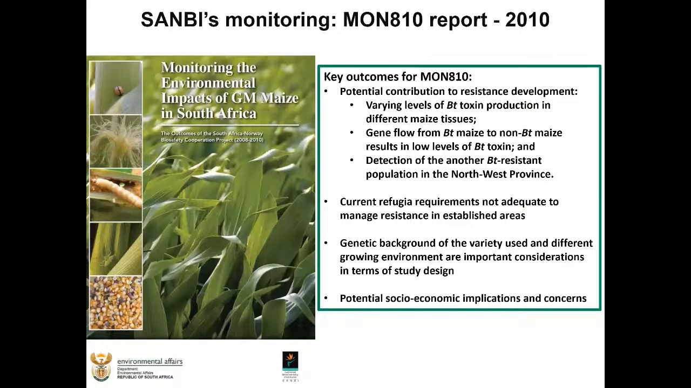So SANBI had a few major reports before I even arrived. This was one of the reports that they produced in 2010 in collaboration with the Norwegian government. And it was focused on MON 810, which was one of the first GM maize to be approved for general release in South Africa. I won't go into detail on the outcomes of that, but this report is also available on the SANBI website. But it was quite an interesting report to look at.